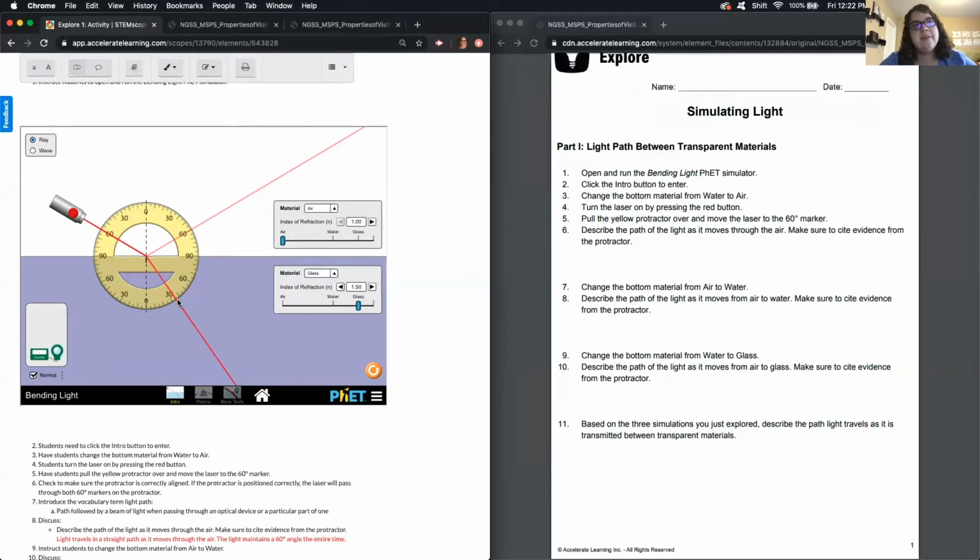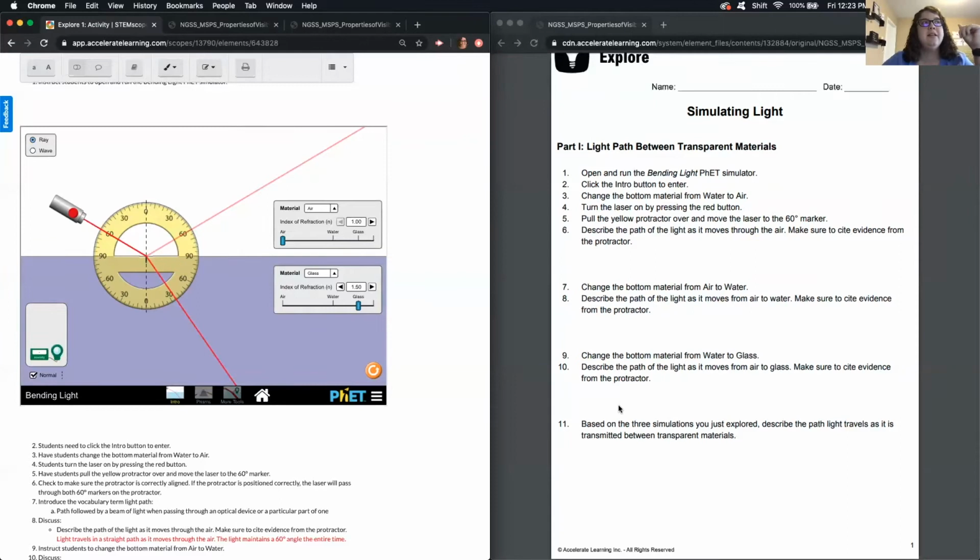For question 11, you now have 3 different observations that you've recorded. Right? Based on these 3 simulations you just explored, I want you to describe the path light travels as it is transmitted between transparent materials. Really challenge yourself here. I want you to come up with a similarity between all 3 as well as the differences. And you can go ahead and pause the video if you need to.